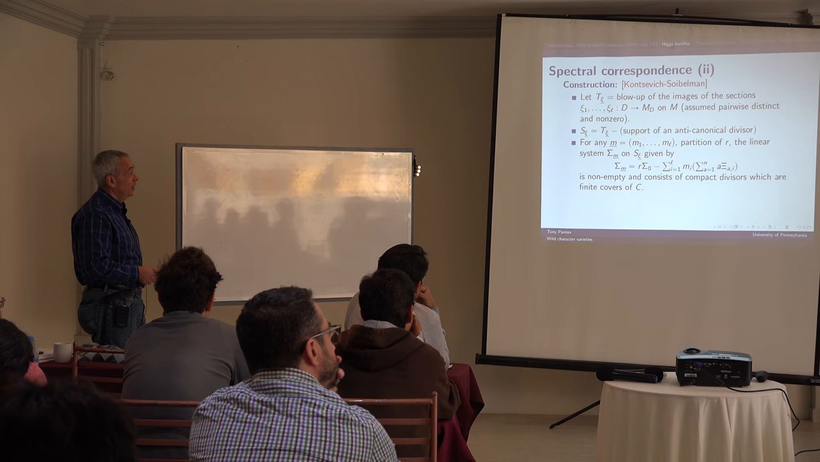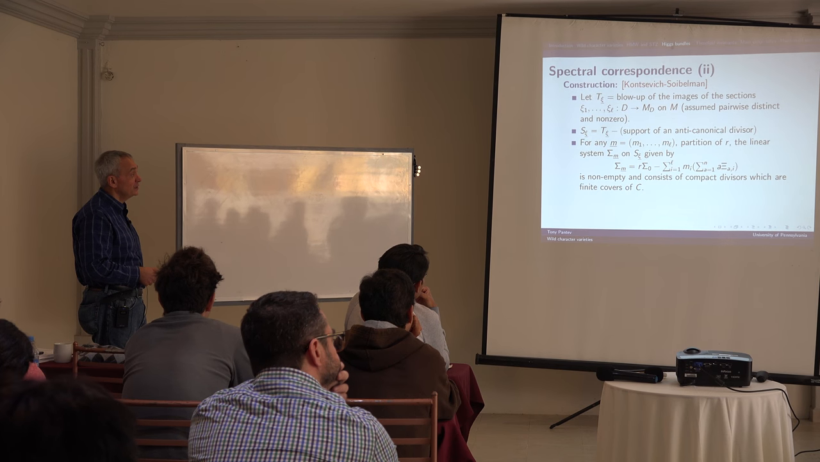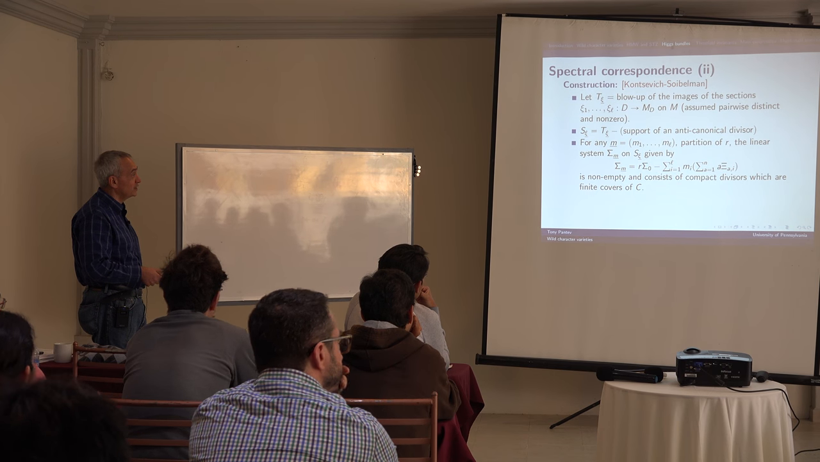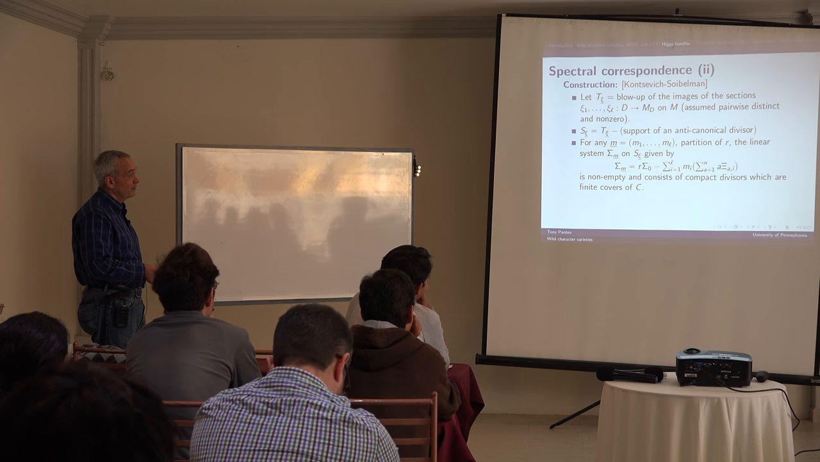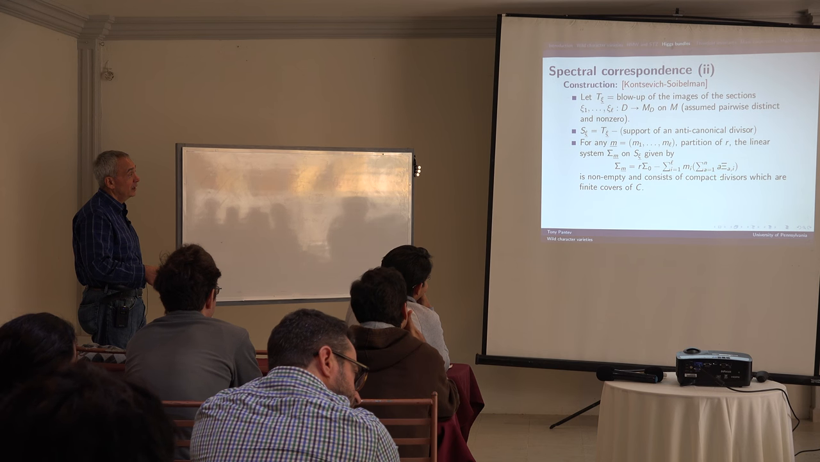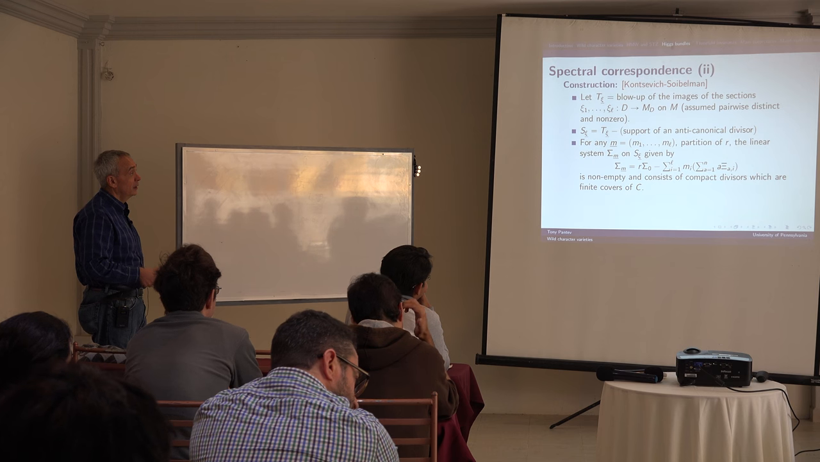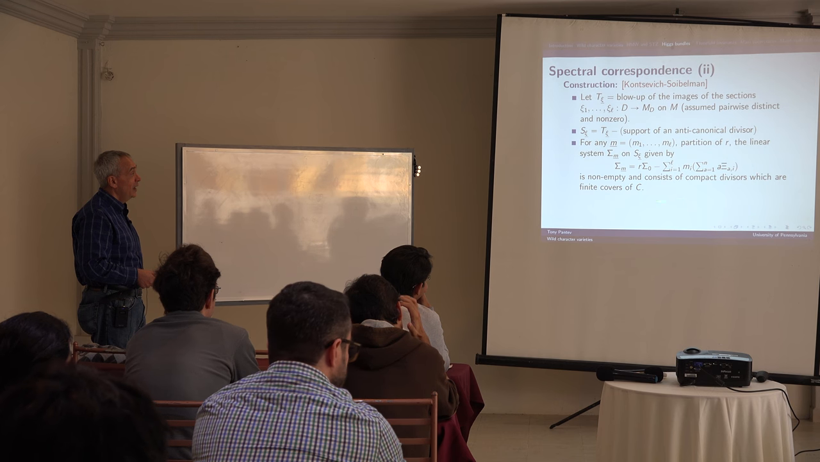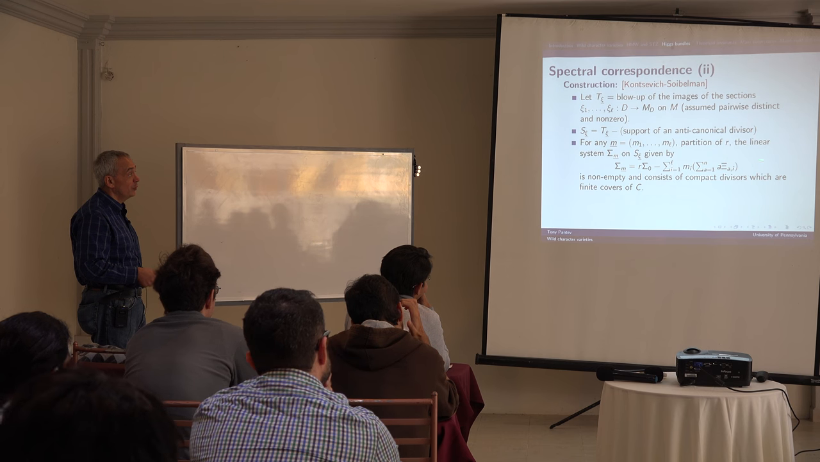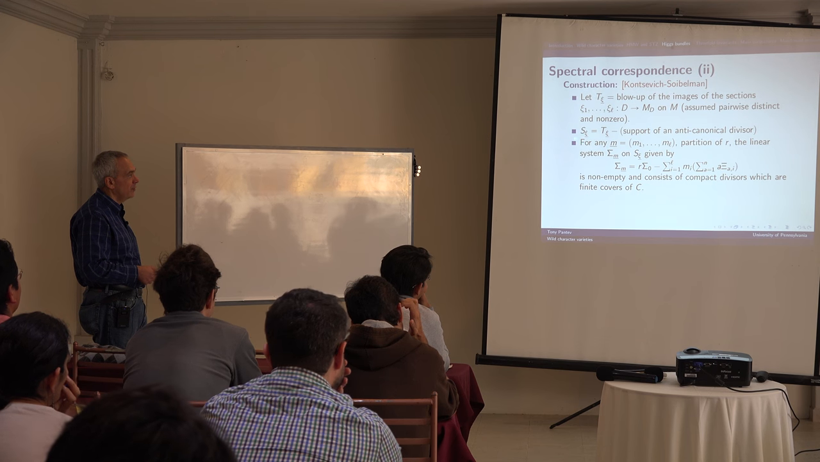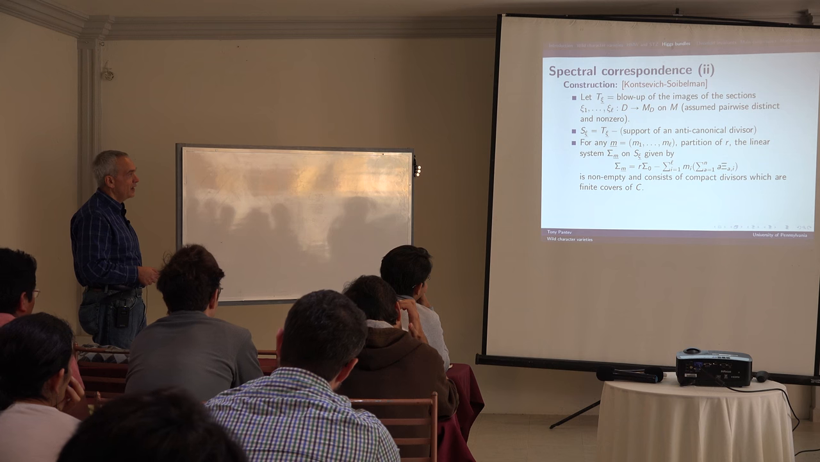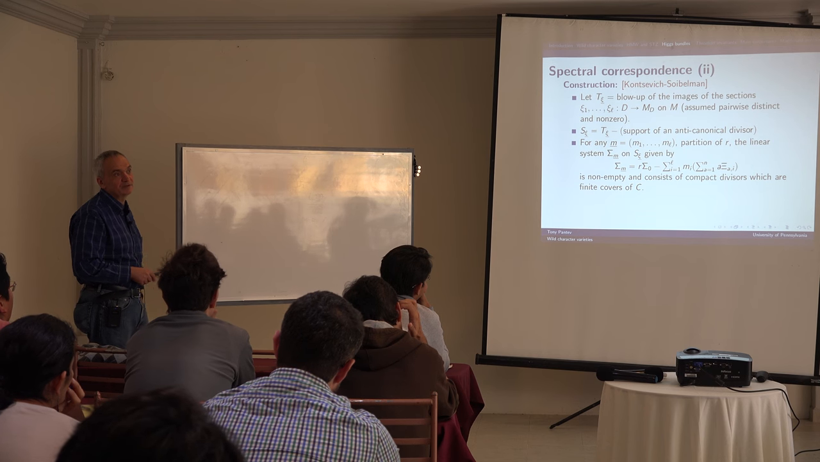And then for a given partition, you get a linear system of curves, which is R times the zero section minus the multiples given by the partition of the exceptional divisors. And that linear system turns out to be non-empty and consists only of compact curves on this non-compact symplectic surface. And they are all R-sheeted covers of C.